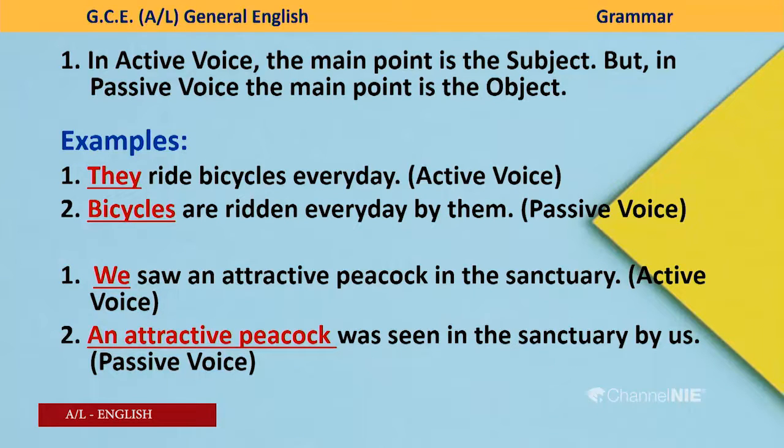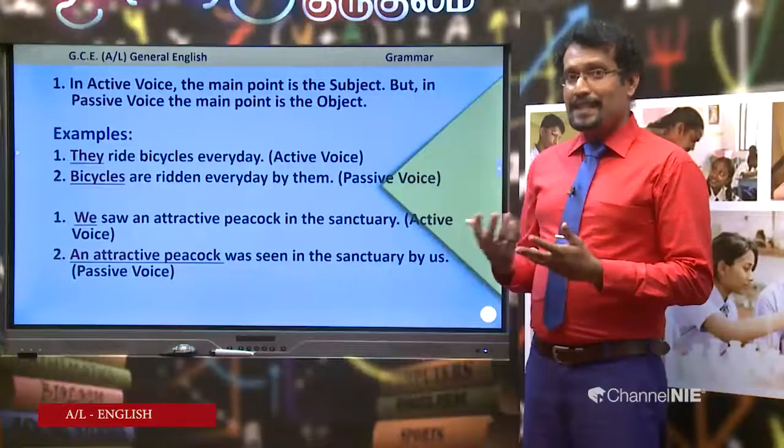We is the subject in the active voice sentence, we saw an attractive peacock in the sanctuary. In the second sentence, an attractive peacock, that is the object. So, in passive voice, the main point is the object. An attractive peacock was seen in the sanctuary by us. Let us look at the second difference.